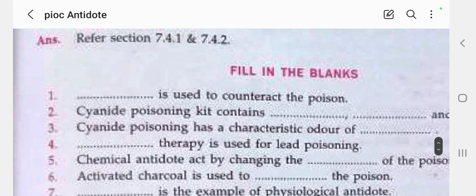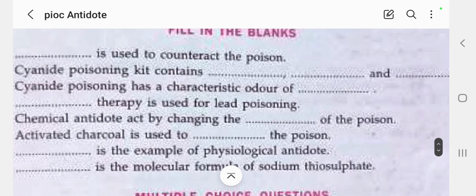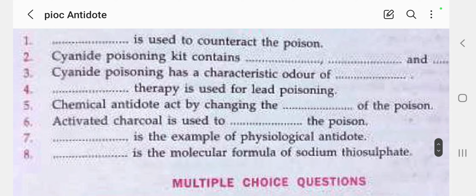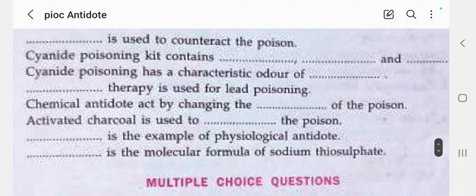Okay. So now once again I will repeat. Dash is used to counteract the poison. Antidote is used to counteract the poison. Cyanide poisoning kit contains what? Amyl nitrite, sodium nitrite and sodium thiosulfate. Next, cyanide poisoning has a characteristic odor of what? Bitter almond. Dash therapy is used for lead poisoning. Chelation therapy. Next, chemical antidote acts by changing the chemical nature of the poison.